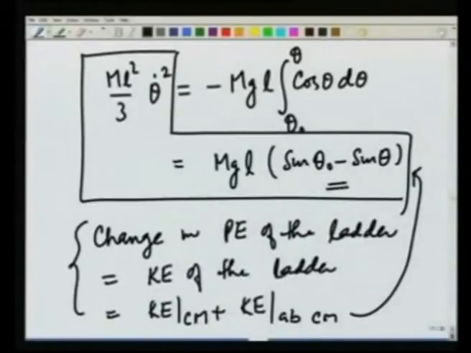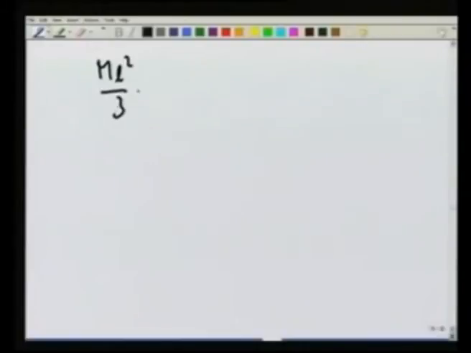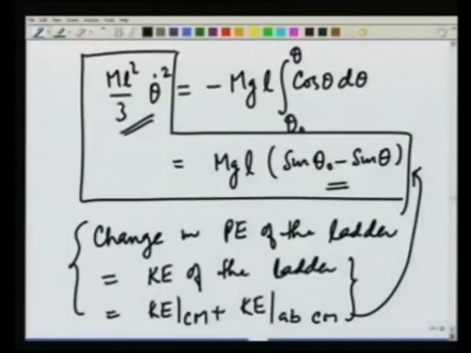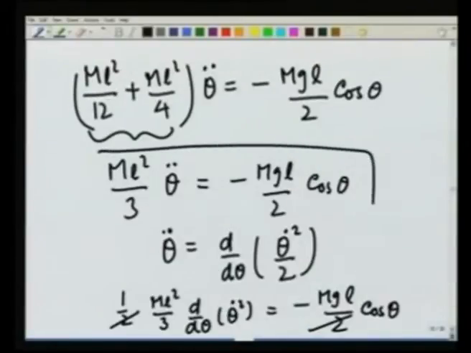This divided by 2 would give you the change in the potential energy, and these two terms together would give you this term. So, I have m L square over 3 theta dot square is equal to m g L sine theta 0 minus sine theta. So, I get the value of theta dot square. Similarly, I already have the value for theta double dot, and if I substitute these in the value for N2, I will get an expression for N2.